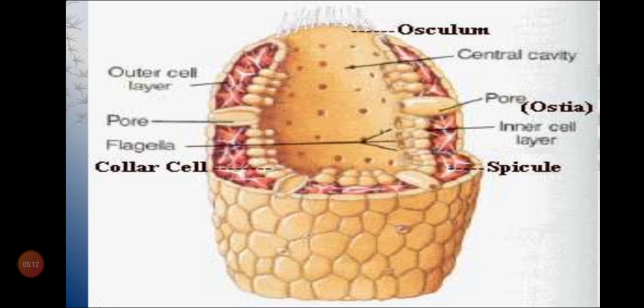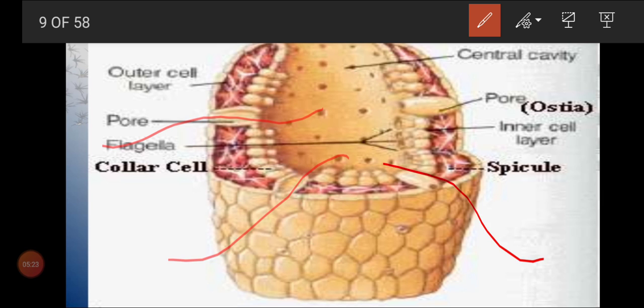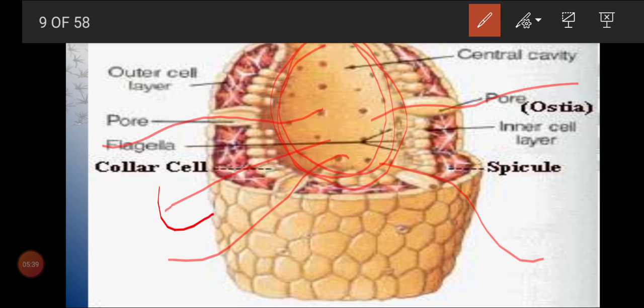Now look at this diagram of a sponge, one representation of sponges. Now I am telling you the water is entering the body through the pore or ostia. If water is entering, that's why we call it the water canal system or water transport system. Once the water has entered, it will be there in the cavity. What is that cavity? This cavity we call the spongocoel.